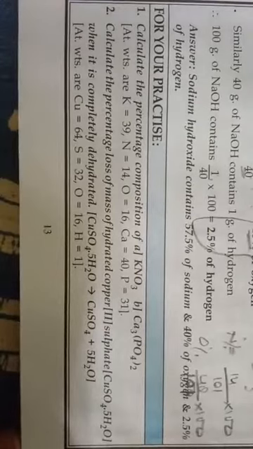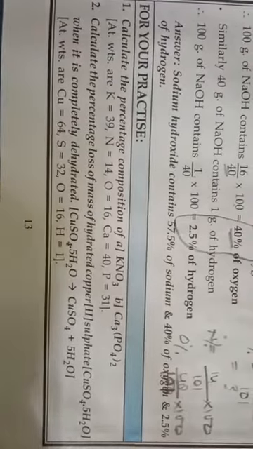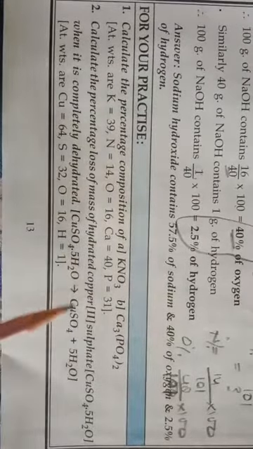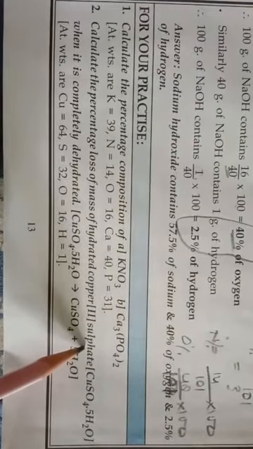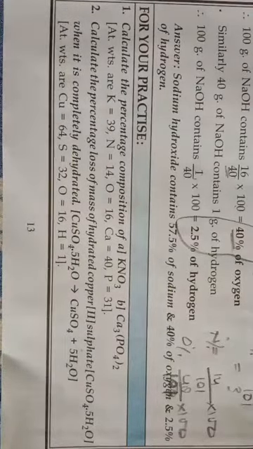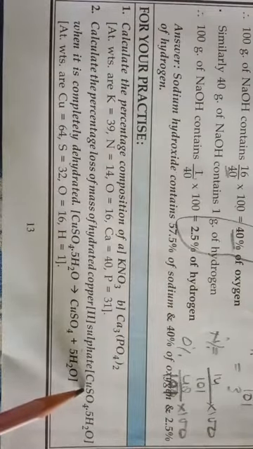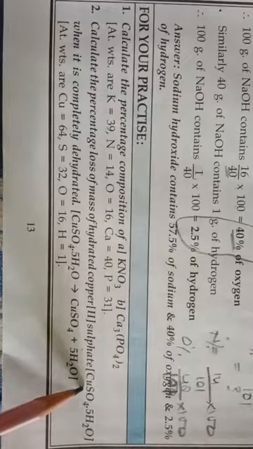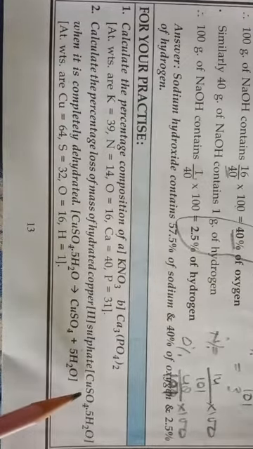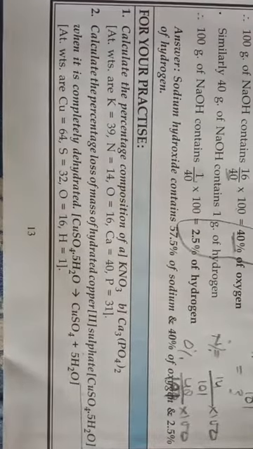Then children, question number 2: calculate the percentage loss of mass of hydrated copper(II) sulfate when it is completely dehydrated. Okay, so we have to calculate what loss of percentage mass will be found when this copper sulfate pentahydrate is completely dehydrated.